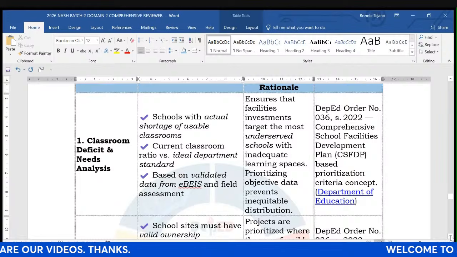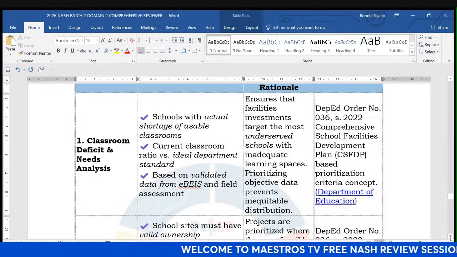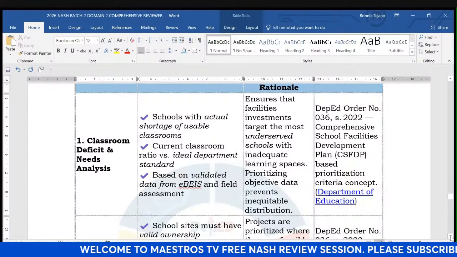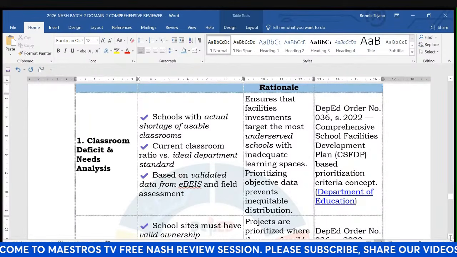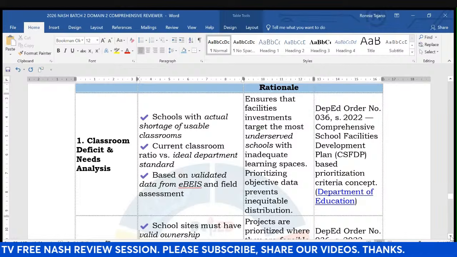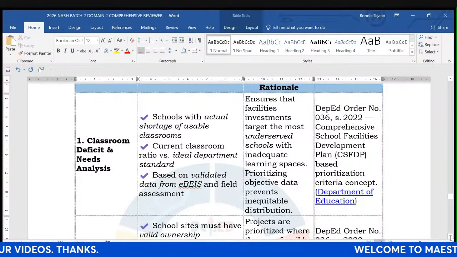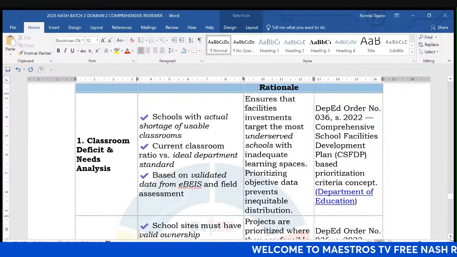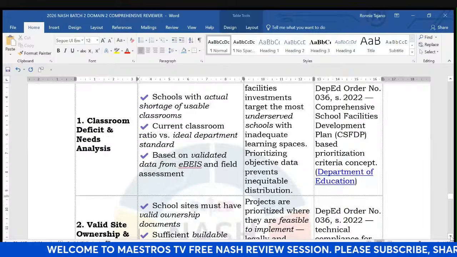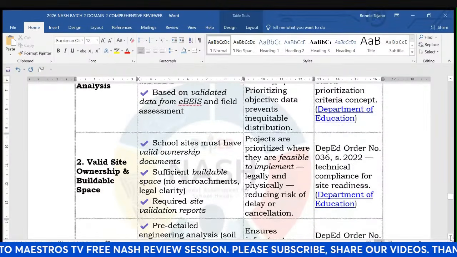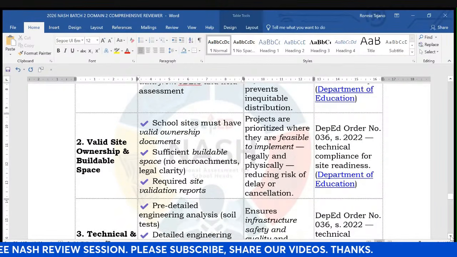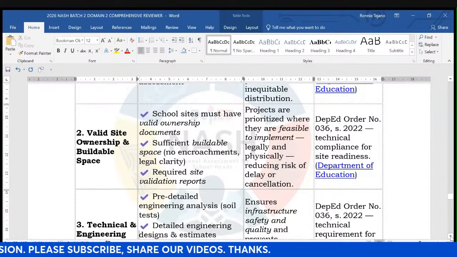Okay. Kailangan nyo yun muna ma-explain na pati yung principal's office and the clinics and library were already used as classrooms. No? Even your court and corridors naging classrooms na siya. So those are priority for classroom building. Then, what's the current classroom ratio versus your ideal department standard? And based on validated data from your EBEIS, that's why I'm telling you that you have to clear out your EBEIS reports because that will ignite the national office to provide you shortages.